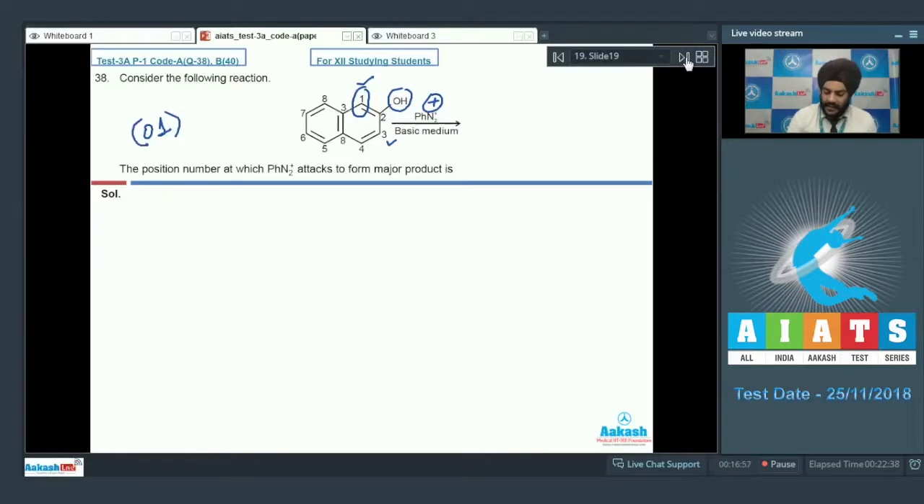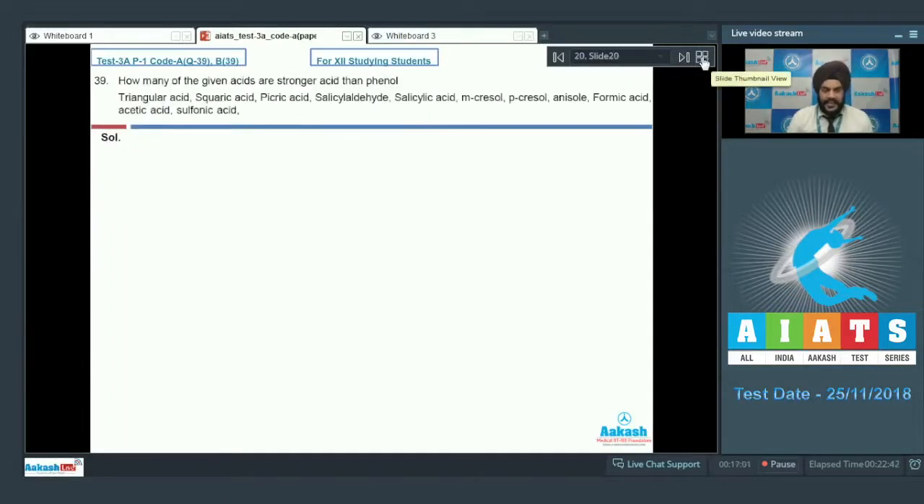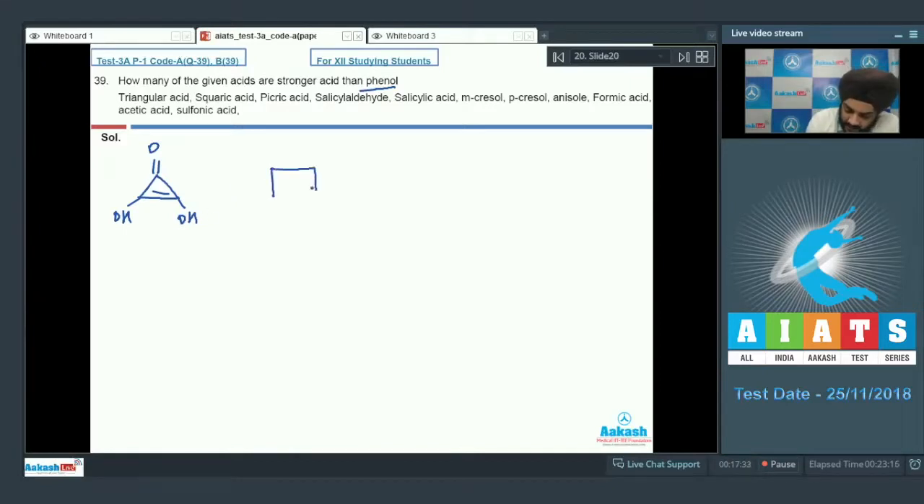Moving on ahead to question number 39. How many of the given acids are stronger acid than phenol? So phenol has a pKa of around 10. So we have to find the acids which are stronger acids than phenol. So we have a triangular acid. Triangular acid has the structure. So it has equivalent resonating structures. So does squaric acid.